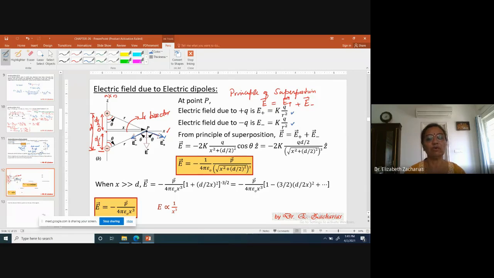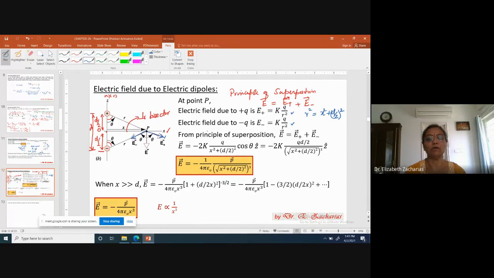I hope this is clear to you, why this is this direction and this is going to be this direction. Next, we are going to now add these two vectors. Both of them have the same magnitude. So many such forces we have added in the previous chapter also. Now you're just going to add fields, that's all. If this angle is going to be theta, then additionally you also know that R square is going to be equal to X square plus (D by 2) whole square. This is coming from Pythagoras theorem.